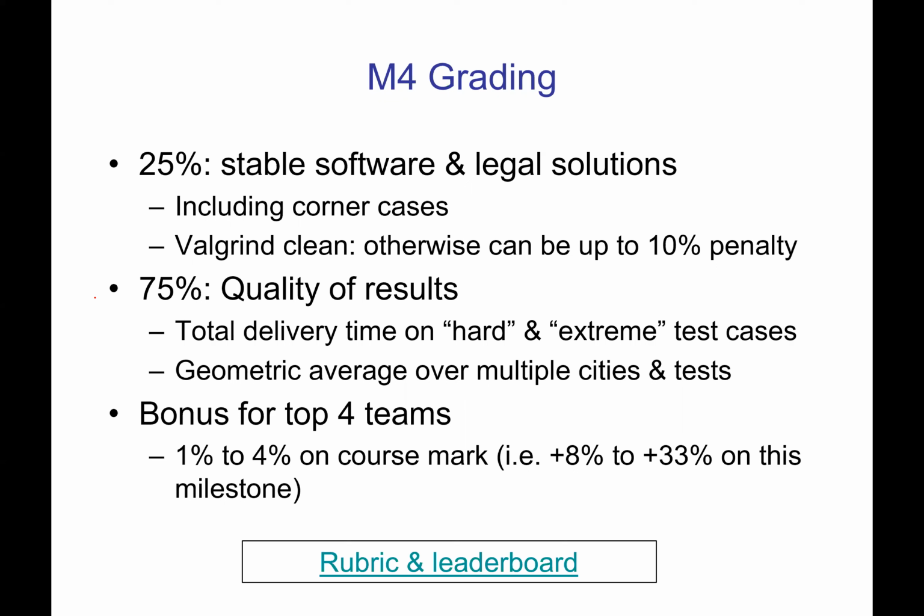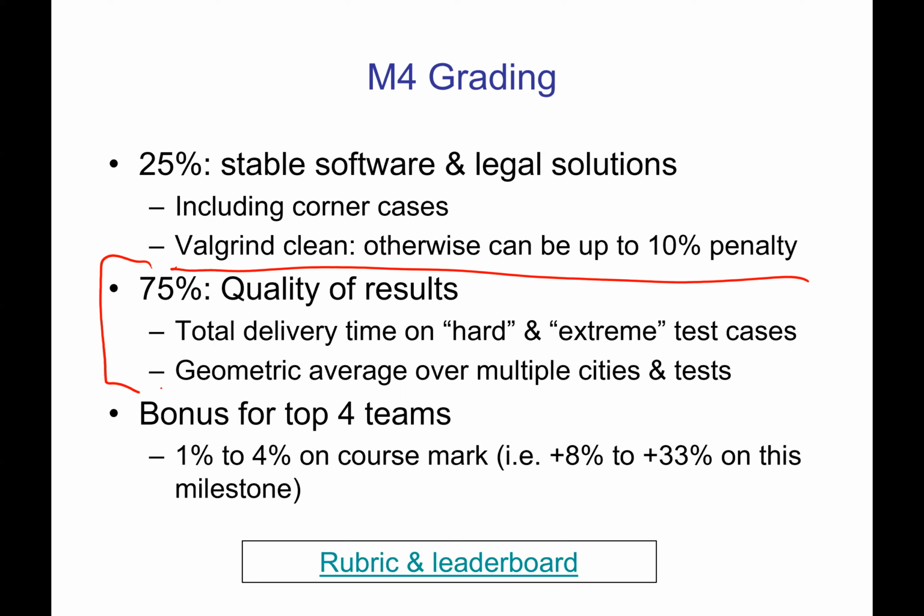I put a rubric on the course website under the assignment. 25% of your mark comes from getting stable solutions, so solve the problems we give you. Like any one of these milestones, if you read the header file, you'll find it defines a small number of corner cases. If we define them, we're going to test them. So make sure that you pass the corner cases, because we're checking: did you read the header file? You also want to be Valgrind clean. If you're stable, you pass the corner cases, and you don't have Valgrind errors, you get 25%.